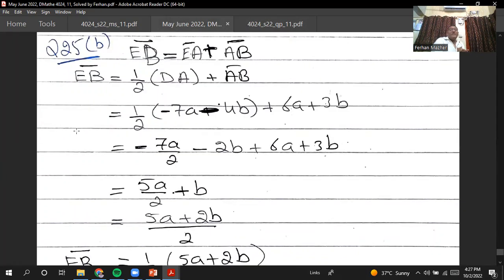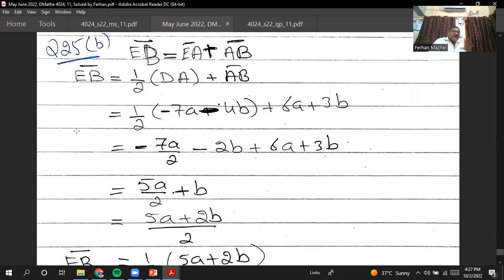EB is equal to 1 by 2 of the DA. That's the half of the DA, plus the AB. And the half of the DA will be 1 by 2 bracket minus 7A minus 4B bracket close, plus 6A plus 3B. So it will be minus 7A by 2 minus 4B by 2. That will become minus 2B plus 6A plus 3B.